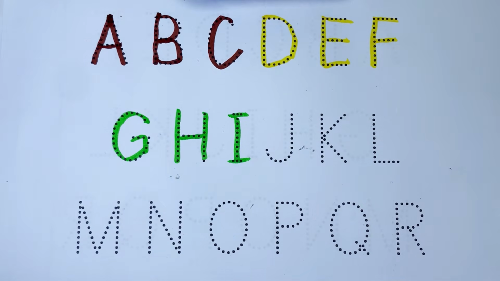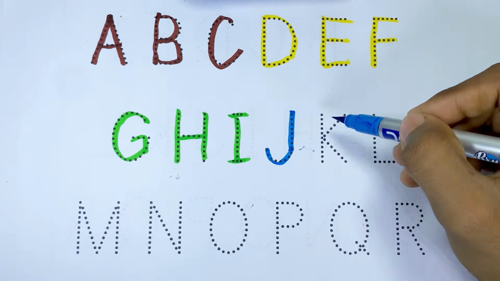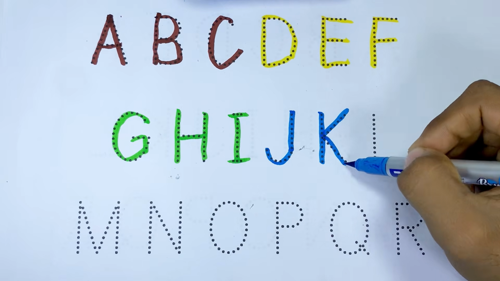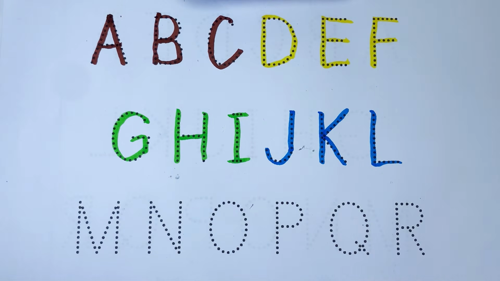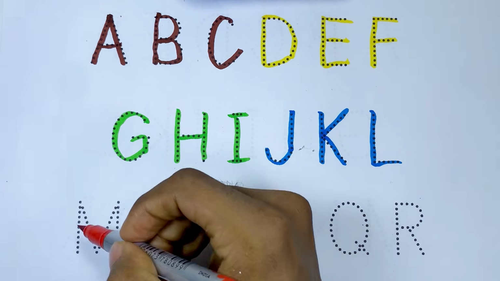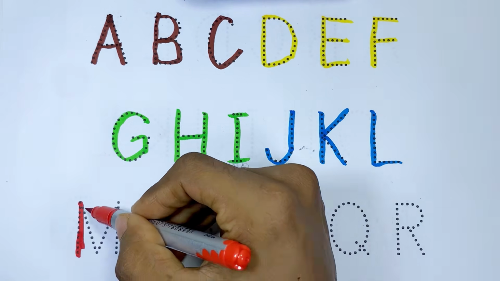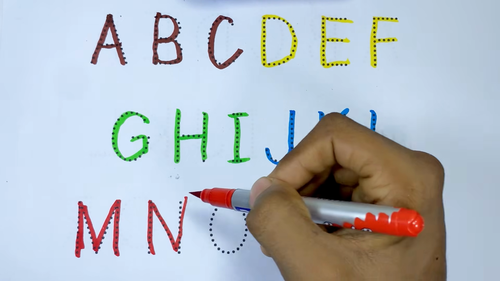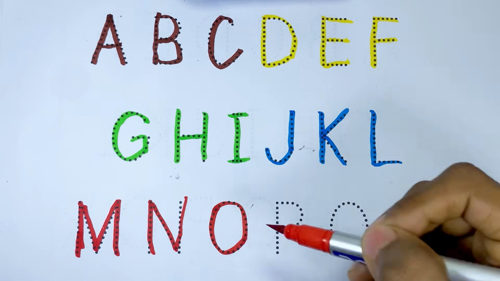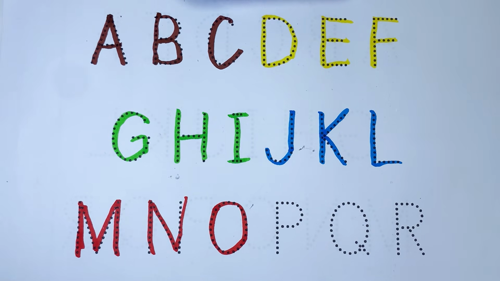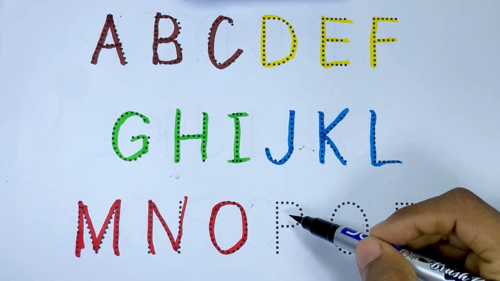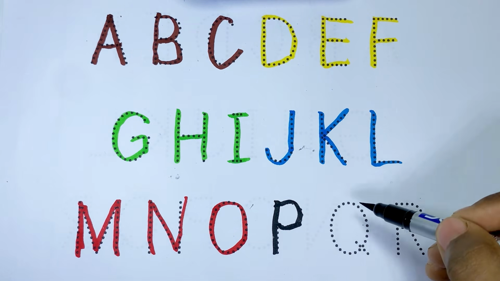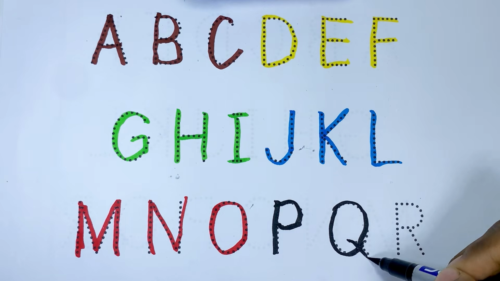I for ice cream. Now you draw J. J for the joker. K for king. L for lion. Now you draw M. The alphabets of M. M for moon. N for nose. O for orange. Now you draw P. P for parrot. Q for queen.